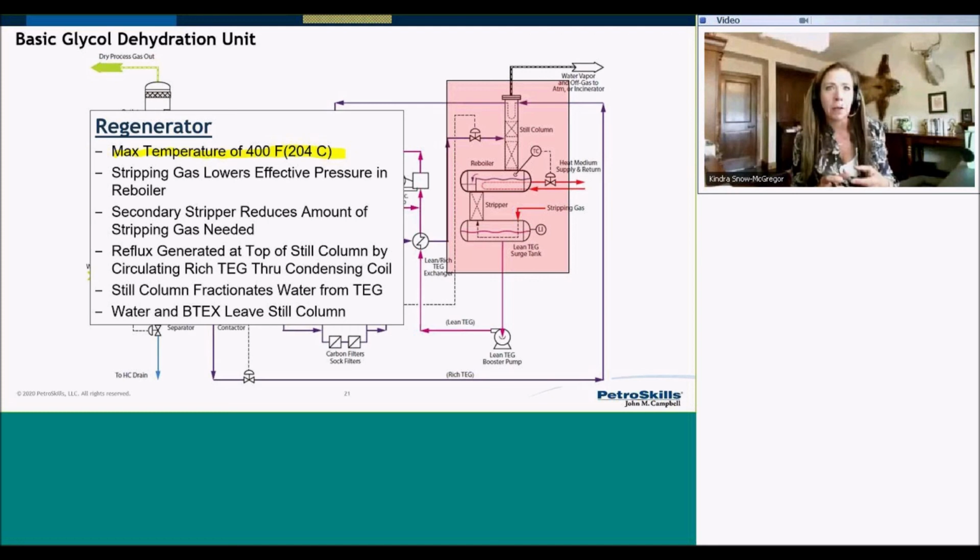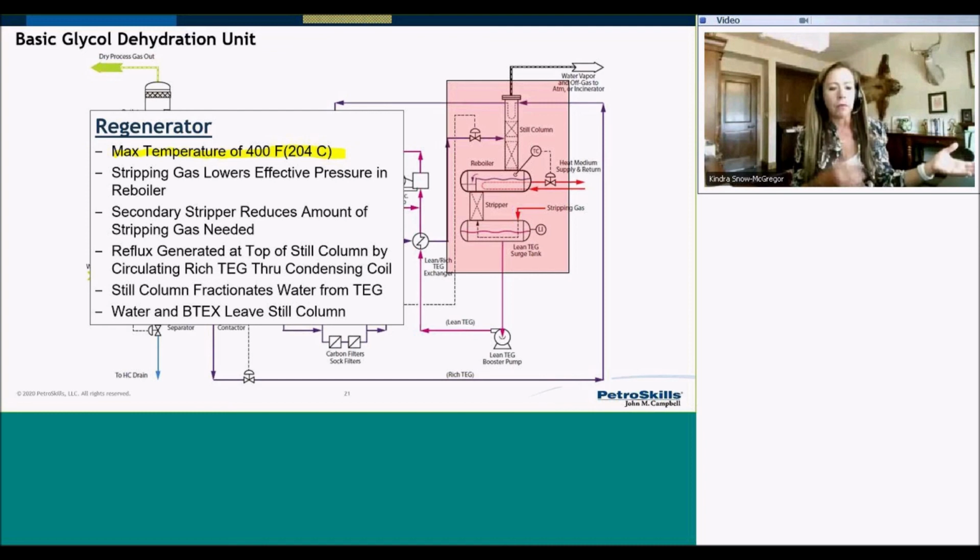And so the reality is, if your bath temperature is 400F, you know that the skin surface on whatever heating element you're using is significantly greater. You know for a fact you're degrading, you're cooking your TEG over a period of time.